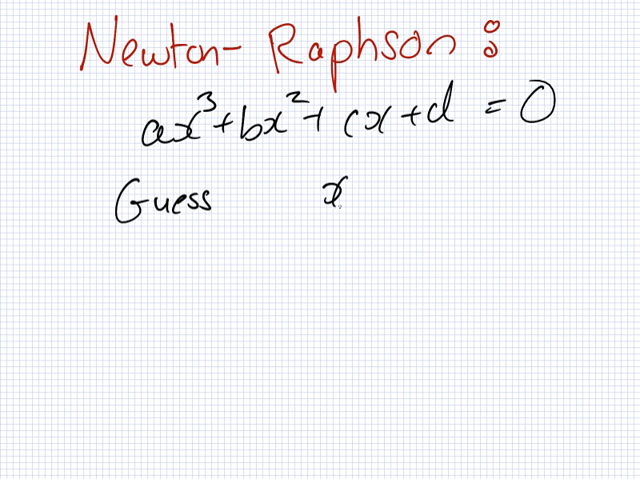So first you would start with 0. Then you would try 1 and minus 1 and so on. So what's the problem with this?